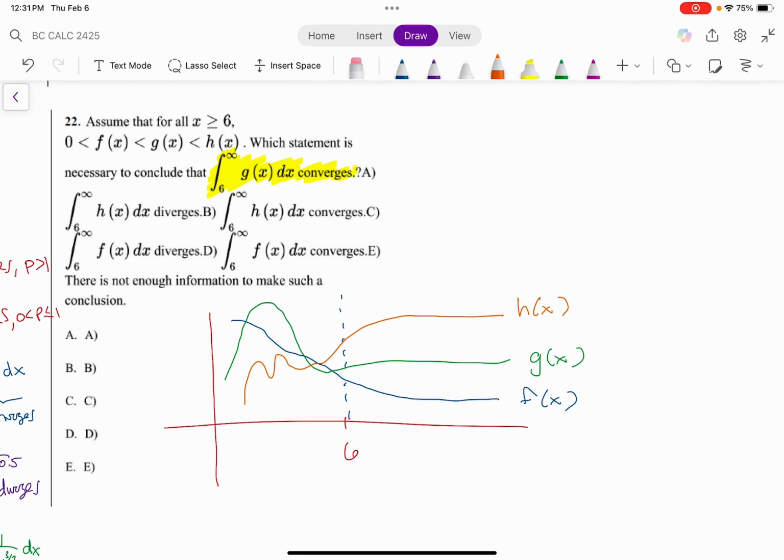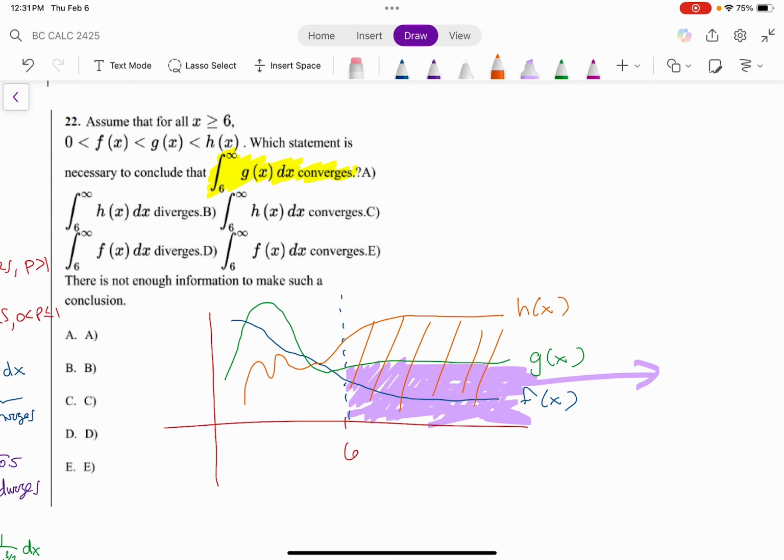So in order to conclude that g of x converges, right, not that g of x converges, but that the integral that we're describing converges, like this area here under g of x, we can guarantee that sums to a finite number so long as we know that the area under h of x converges. Because obviously if the area under h of x converges, then it converges to a number, and that area is all of the area under g of x plus some more.